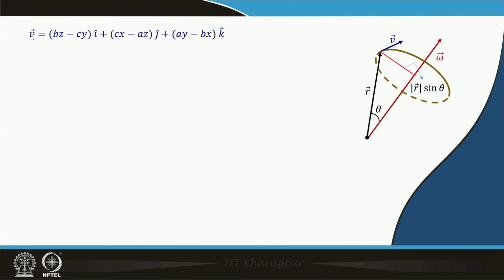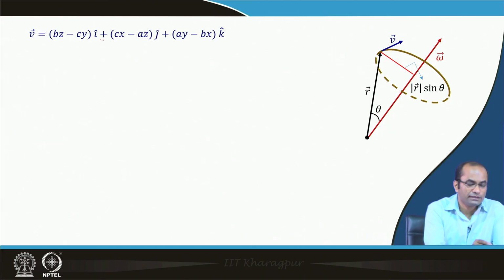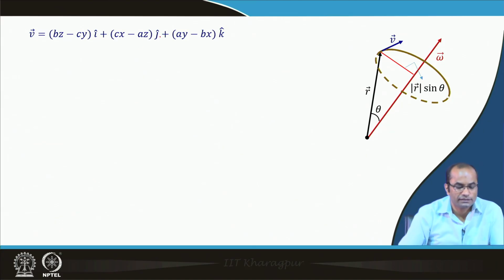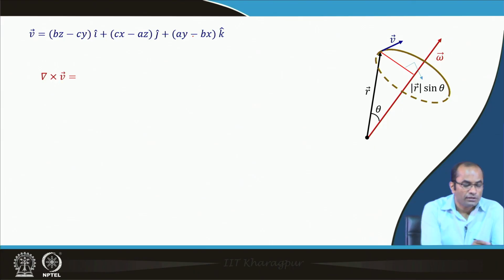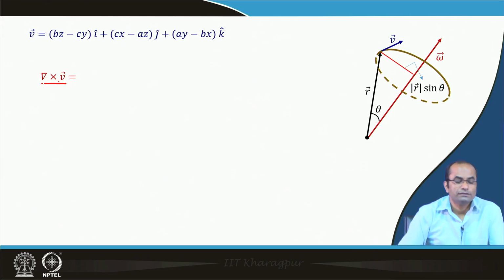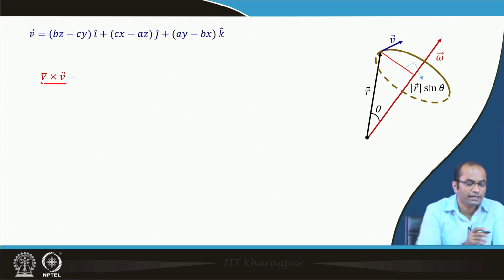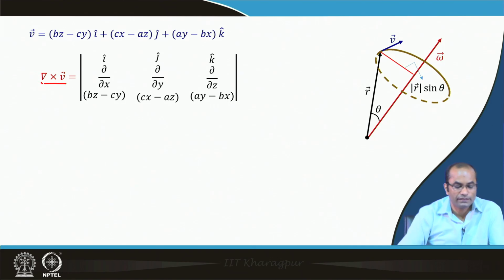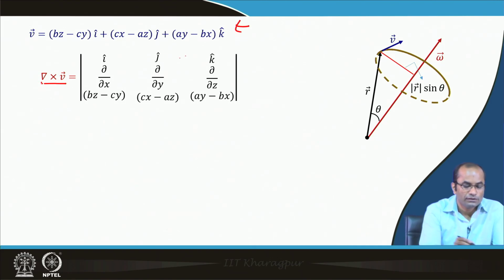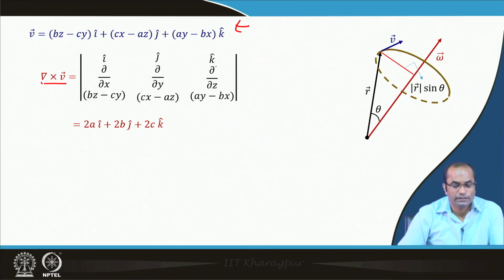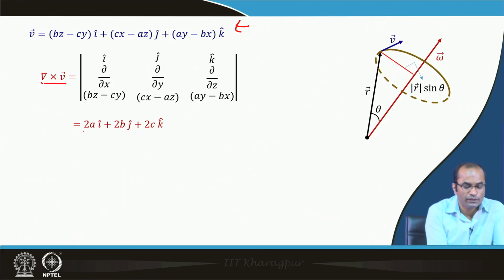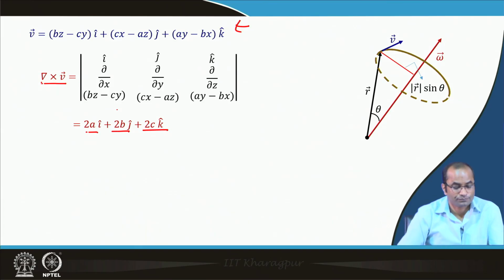So, we have this vector field v, whose first component is bz minus cy, second component is cx minus az, and third component is ay minus bx. If we now consider the curl of v, that means the cross product of del and v, where v is given by this expression there. We again compute this determinant and we will see that we get 2a i, 2b j and 2c k out of this determinant.